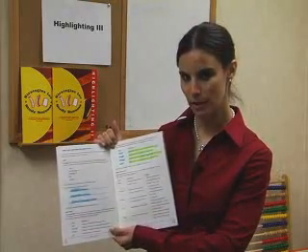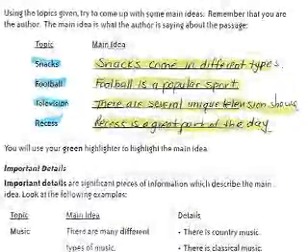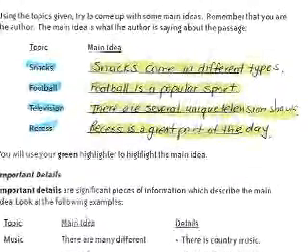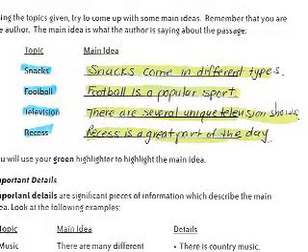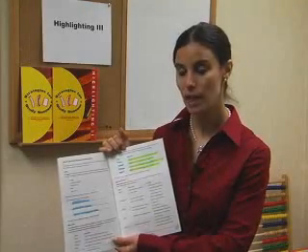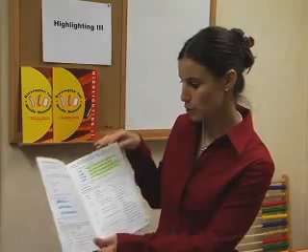Then on the right side of the page, after main idea is introduced, the student is given sample topics and then asked to come up with his or her own samples of main ideas that correspond to those topics. For instance, in this section, the topic of snacks was given. The student came up with the main idea, snacks come in different types, and then went back and highlighted that main idea in green. Next, important details are introduced.